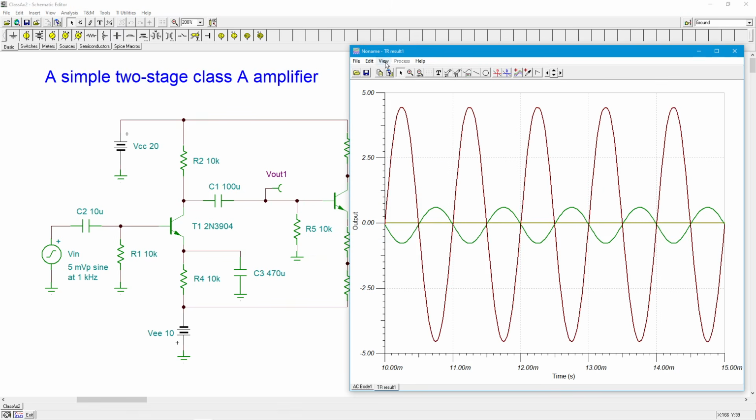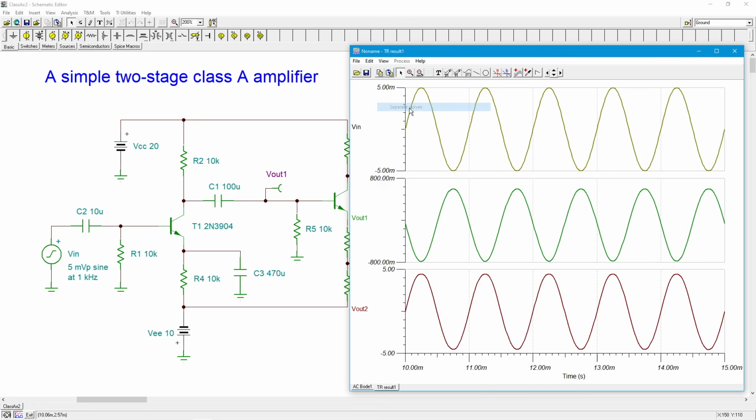All right, let's separate these curves out so we can see them. So the Vn, nice sine wave, right? I dialed that in for a 1 kilohertz, 5 millivolt peak sine. So that looks beautiful. V out number 1, as we said, there was going to be a pretty high gain there, over 40 dB, which would be a voltage gain of 100 in ordinary form.